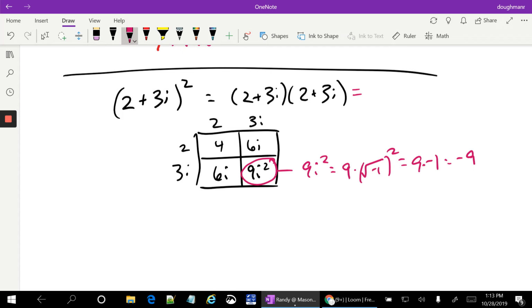4 plus a -9 is a -5. 6i plus 6i is 12i. We can take it one step further.